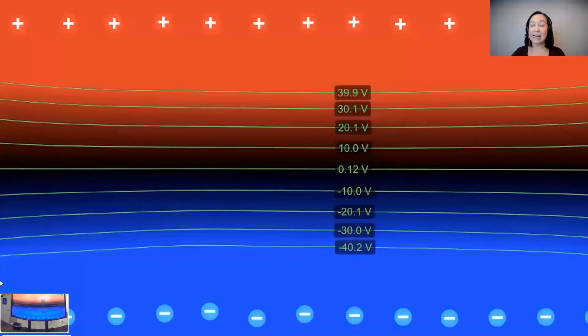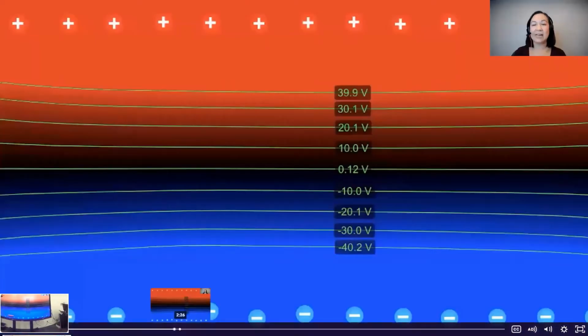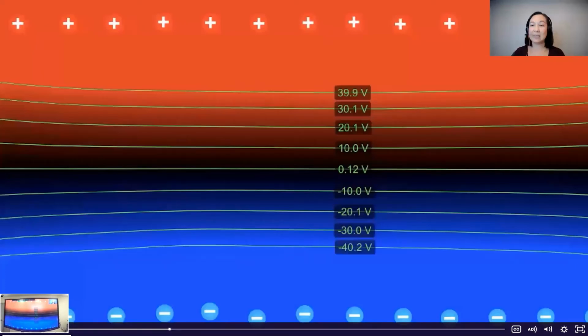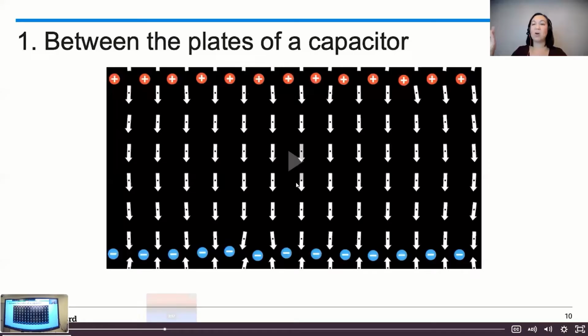Between the plates of a parallel plate capacitor, the field vectors are pointing down with negligible end effects. That means between the plates of a parallel, all of the field vectors are pointing down. There you go. Guess we just have to wait a while.